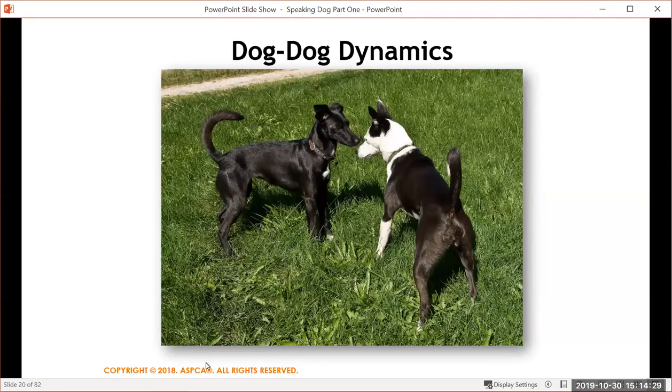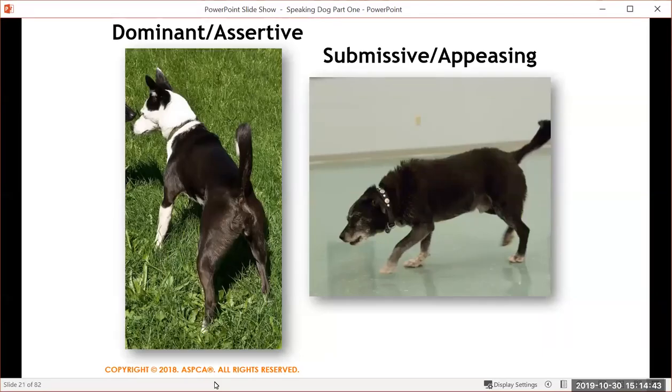So let's talk a little bit more about dog-dog dynamics because, again, we're likely to use the phrase or the label submissive in the context of dog interactions. Next slide. So this is a slightly controversial topic about dominance and submissive, so I thought we'd address it right at the beginning before going into more detail.